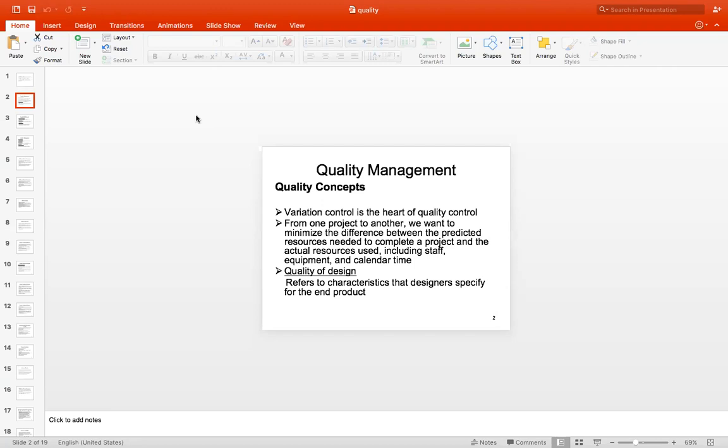So the size of the staff, the calendar time given to the project, the resources allocated, and the budget we are allocating have to be changed or adjusted from project to project. Only then can your quality be achieved, right?